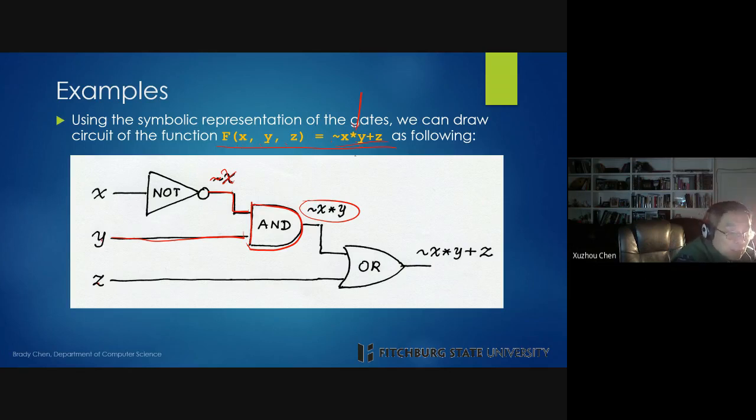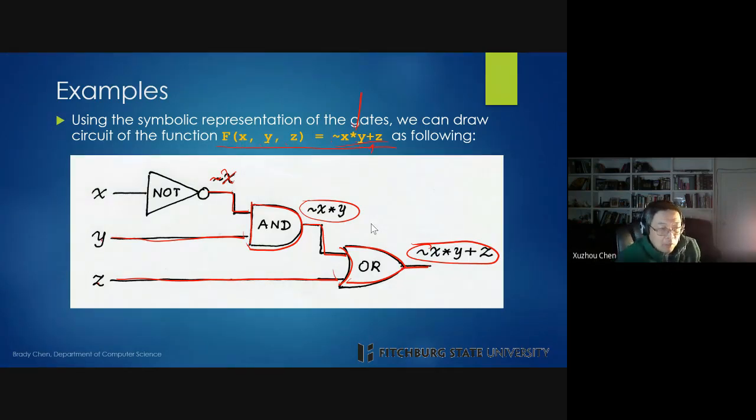And then this expression is going to be added with z. It's an OR gate here. So you have z and the negation of x and y, and you put them together with the OR gate, and then you can build this logic circuit. Okay, so this is one of the examples. We can build a logic expression using the circuit. Okay, so basically that's it.